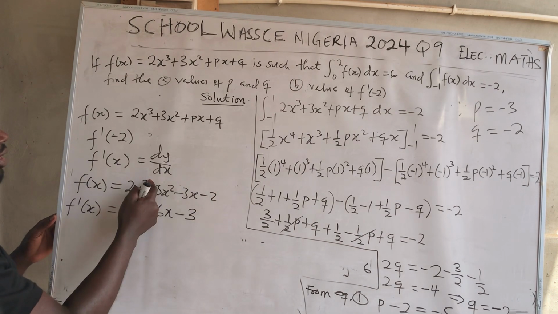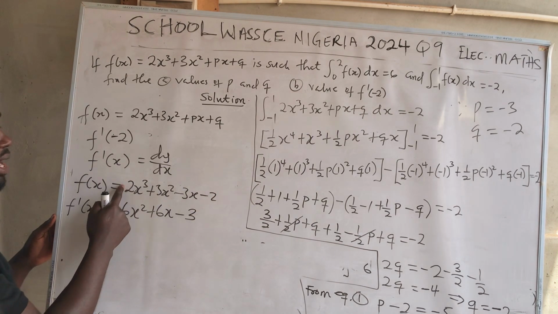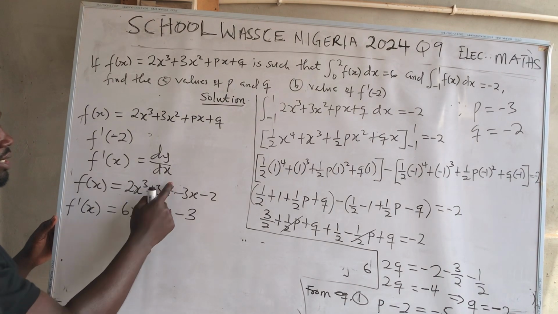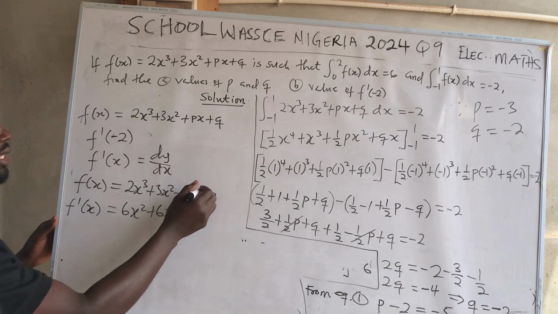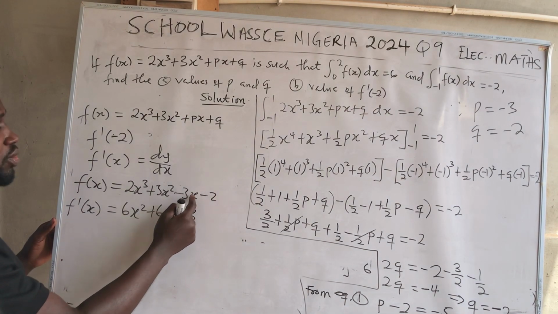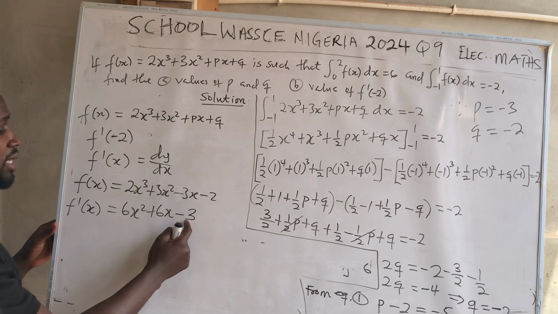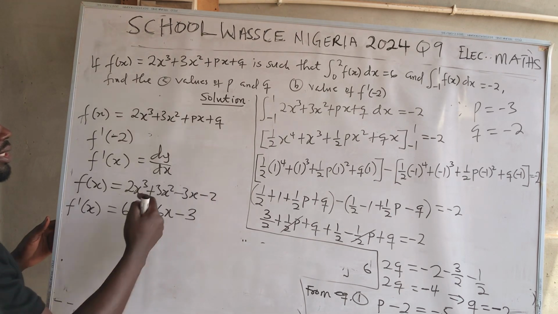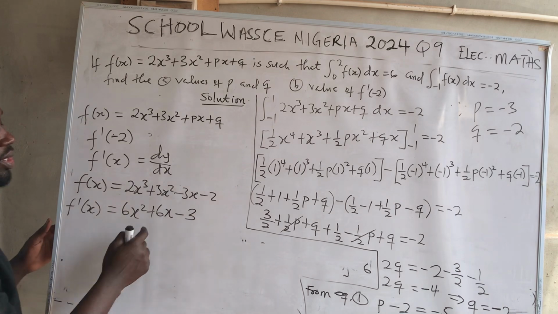So you take the exponent here, you multiply by the constant here, you subtract 1 from it. So 3 times 2 is 6, 3 minus 1 is 2. 2 times 3 is 6, 2 minus 1 is 1. And then here is 1 times negative 3 is negative 3, 1 minus 1 is 0. So x exponent 0 is 1, so negative 3 times 1 is negative 3. And then here too, the constant will become 0.